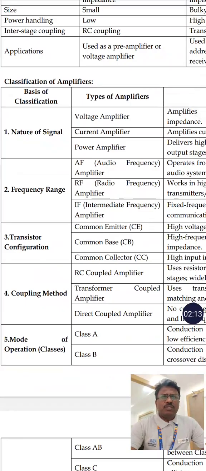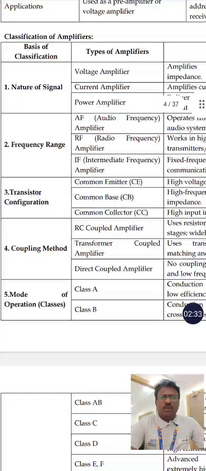Suppose a microphone produces only 10 millivolt of voltage. So this voltage is too small to drive the next stage. A voltage amplifier increases only the voltage level while drawing very little current from the source. So input voltage is low voltage, output voltage is high voltage. So it has high input impedance, moderate output impedance. The applications of voltage amplifiers are audio preamplifier, sensors, instrumentation.